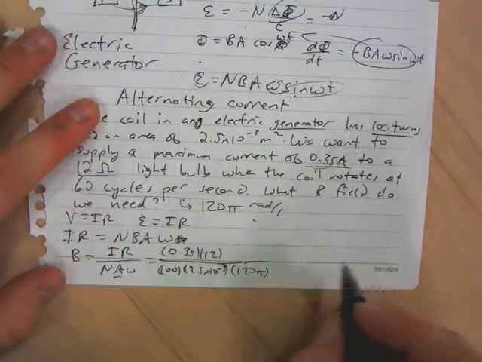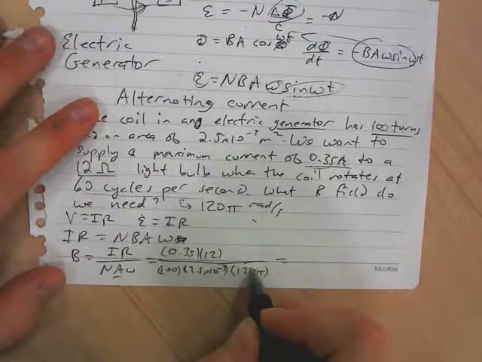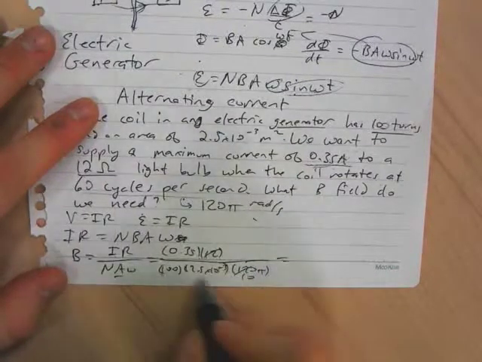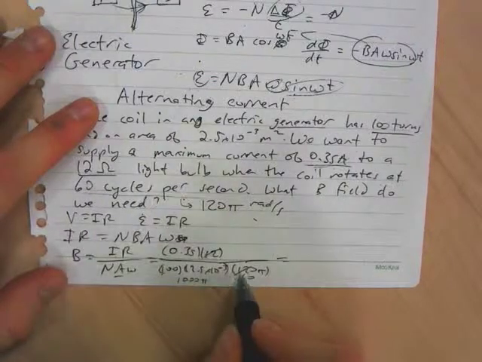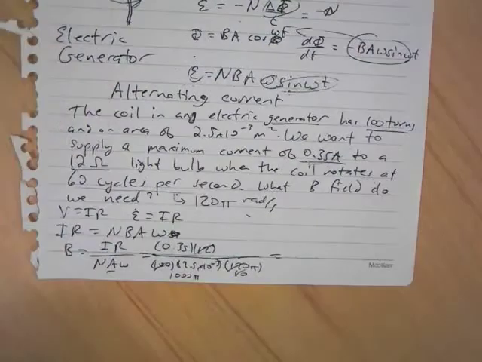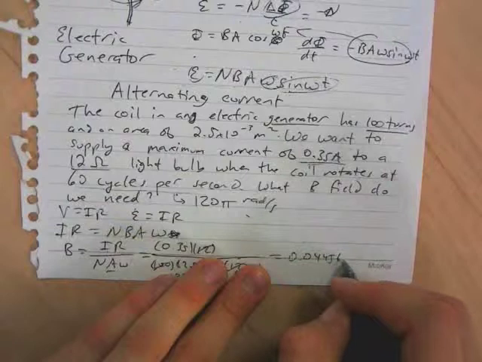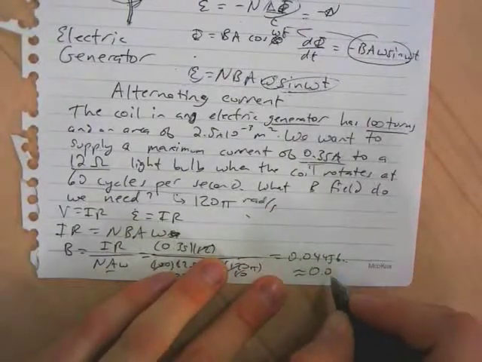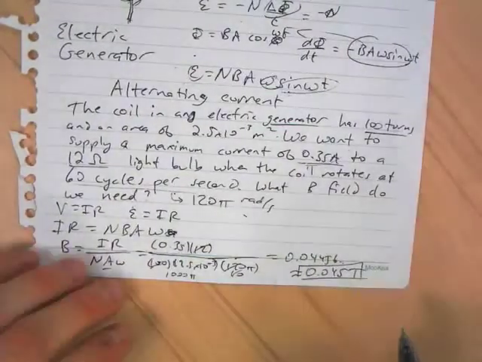So if we stick that into our calculator, well, we got a 12 and a 120 and a 12, so we can make that a 10. And then that's 1,000 pi. And we've got a, okay, I'm going to stop canceling things out and just punch it into my calculator. And we get a B field of 0.04456, which is about 0.045 Tesla. Good, that's a reasonable number, unlike the last one.